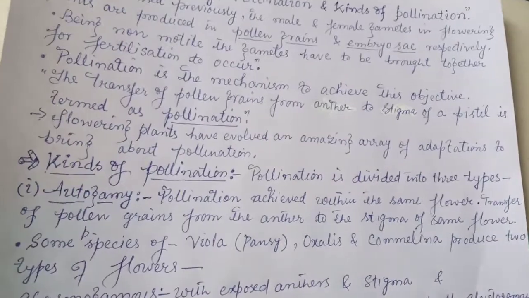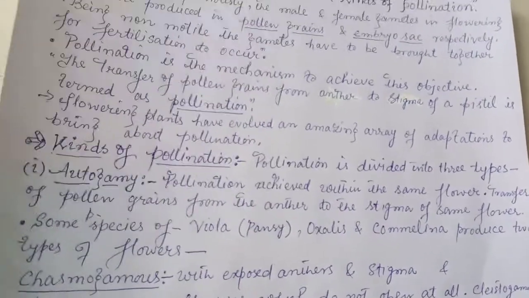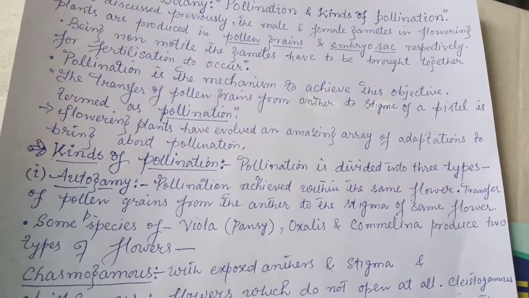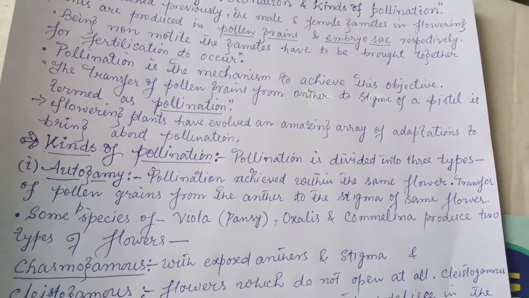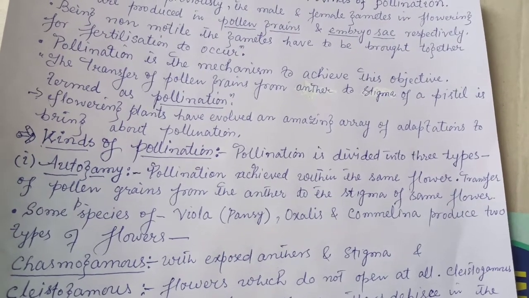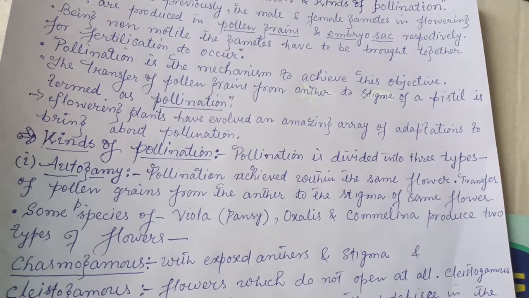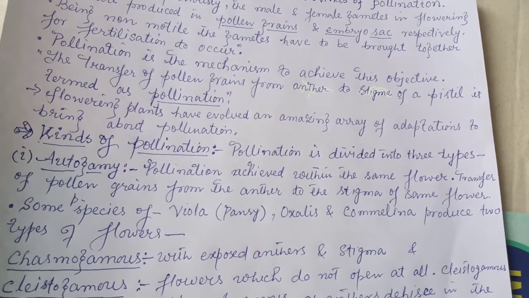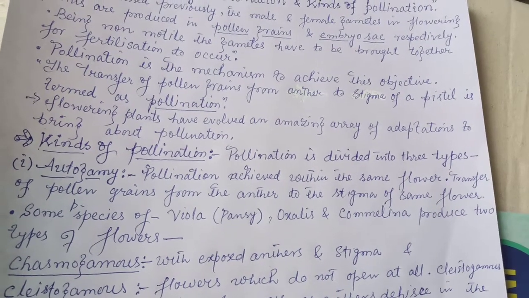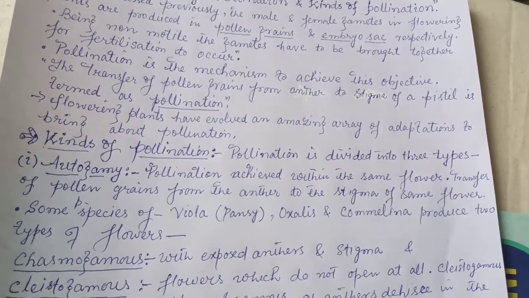Now, there are different kinds of pollination. Pollination is divided mainly into three types. Number one is autogamy: pollination achieved within the same flower. This is the transfer of pollen grains from anther to stigma of the same flower.